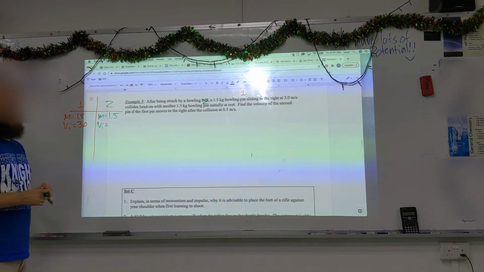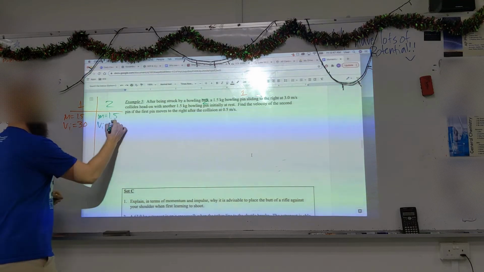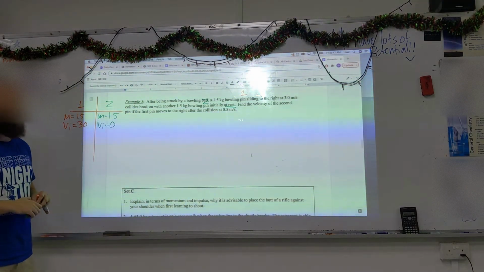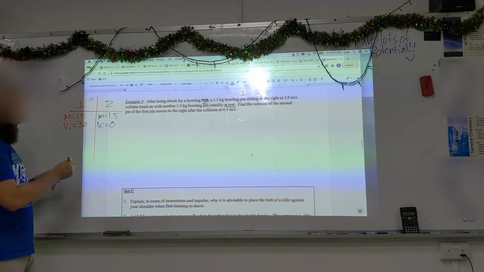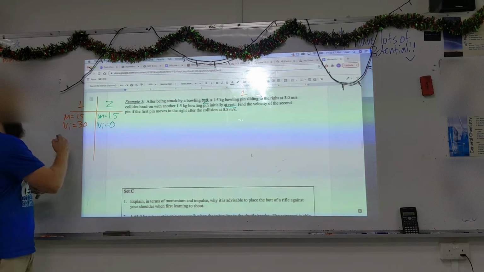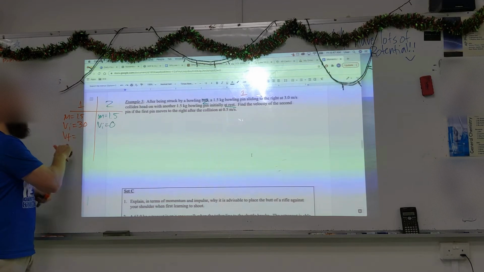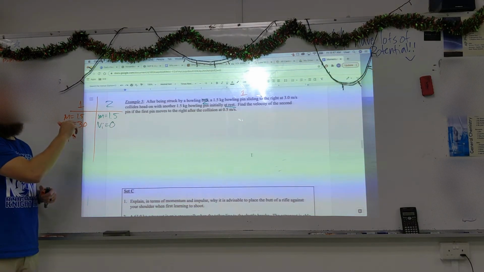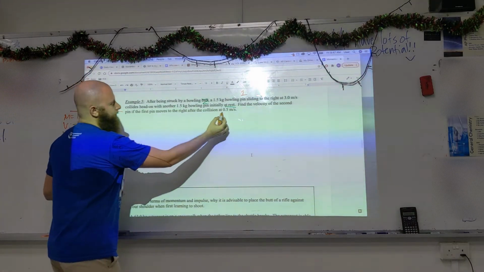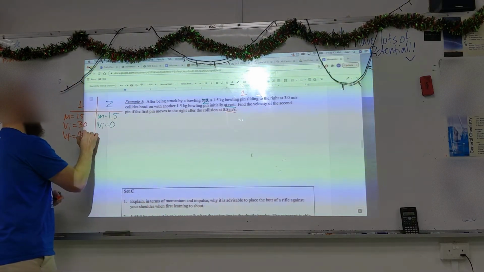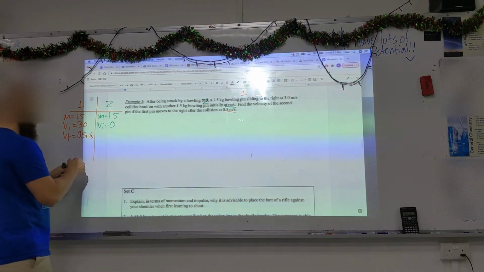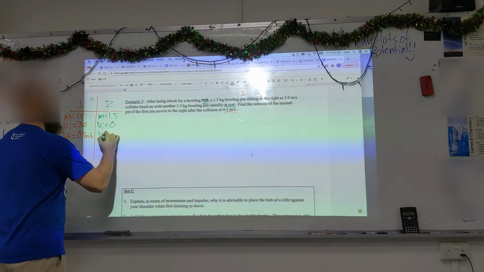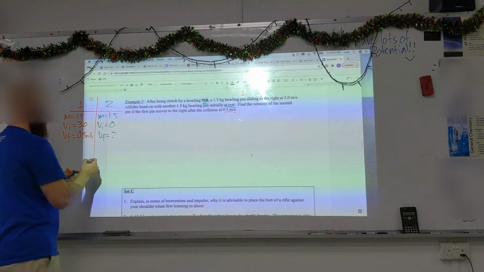Yeah, the initial velocity of the second pin is 0, right? Because it starts at rest. Okay? Now I need to find the final velocity of the first pin. Yeah, that's my 0.5 meters per second. And what are we looking for in the problem? The final velocity of the second pin.